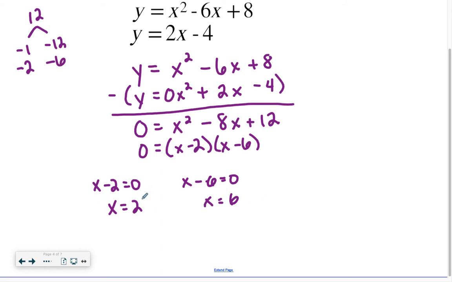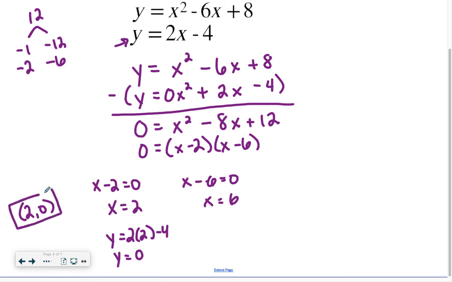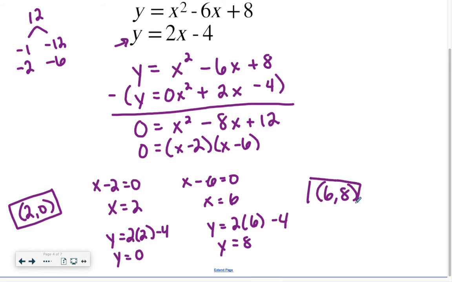So you're going to take these x values once you have them and plug them back into your linear equation. So I'm going to say y equals 2 times 2 minus 4. So y equals 2 times 2 is 4 minus 4 is 0. So this solution would be 2 comma 0. And then over here, I would say y equals 2 times 6 minus 4, or y equals 12 minus 4, which is 8. So my ordered pair over here would be 6 comma 8. And then I would be all done with this problem.